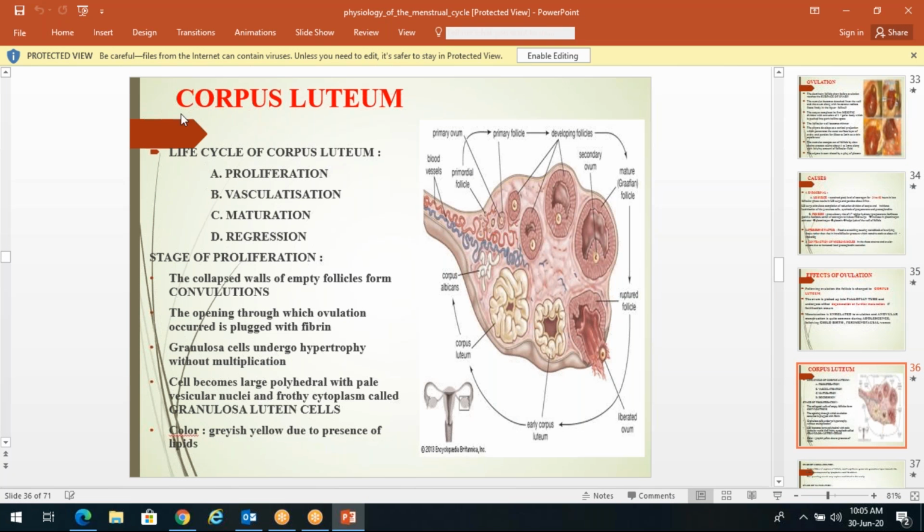So corpus luteum. What happens to the corpus luteum? The life cycle of the corpus luteum includes proliferation, vascularization, maturation, and regression. So what is the stage of proliferation?